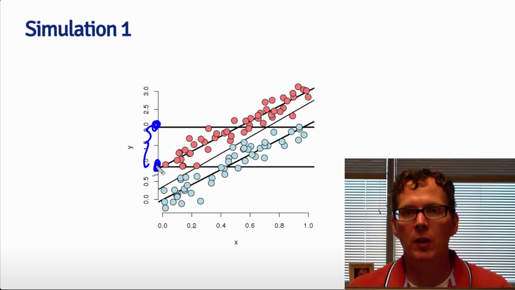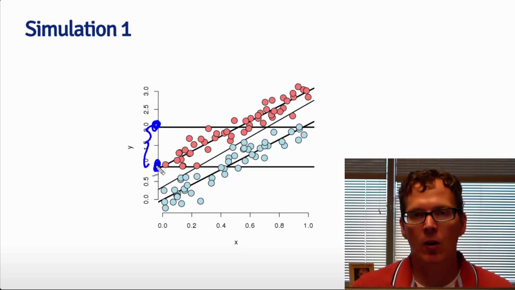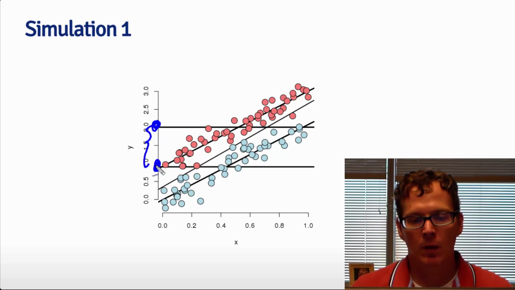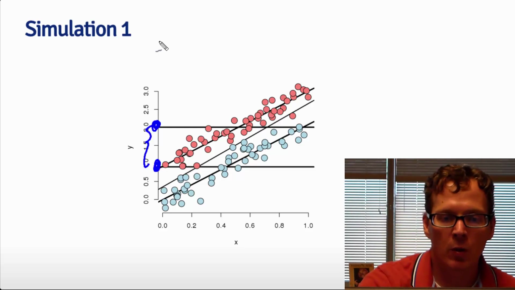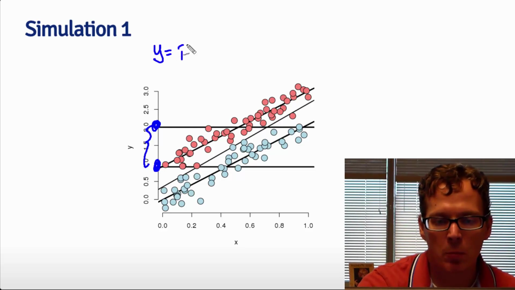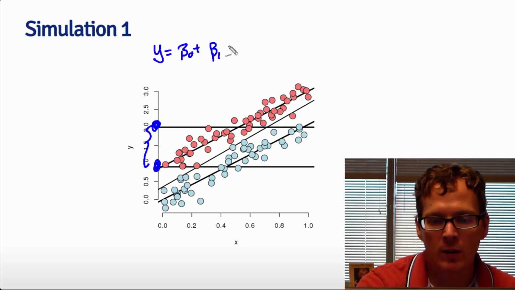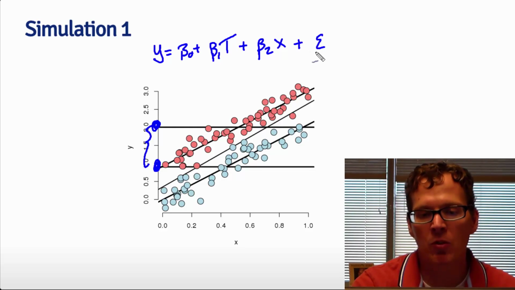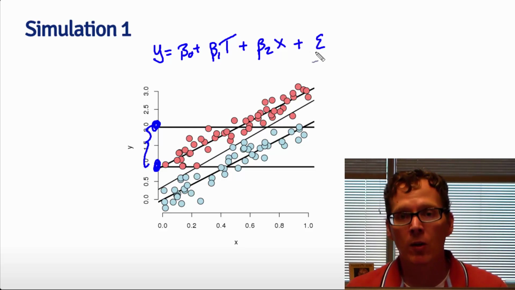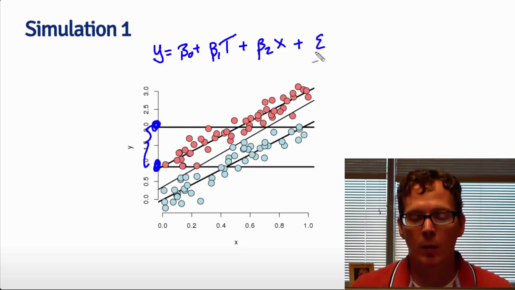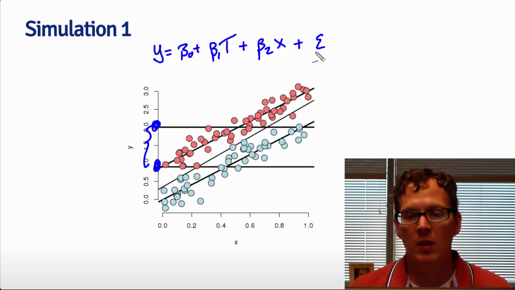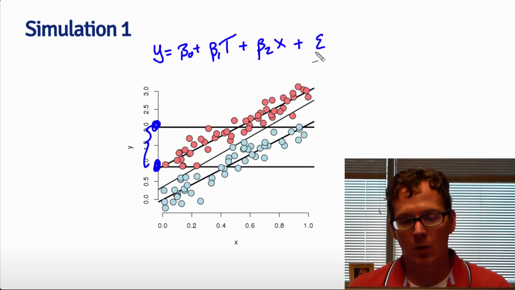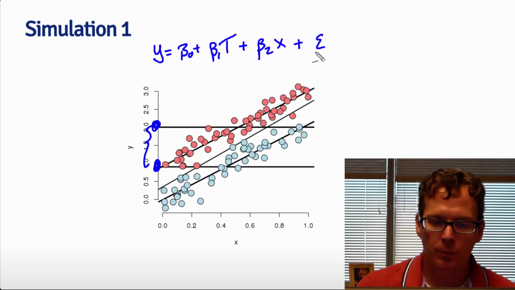Now, there's a pretty clear linear relationship between the outcome and the regressor. So what we could do is fit a model that looks like y equal to beta naught plus beta 1 times our treatment indicator, 0, 1, plus beta 2 times x plus epsilon. This would fit two parallel lines. Beta 1 would represent the change in the intercepts between the groups, while beta 2 would be the common slope that exists across the two groups.